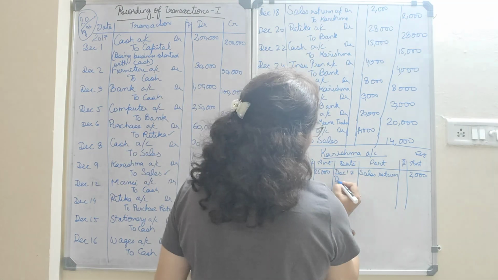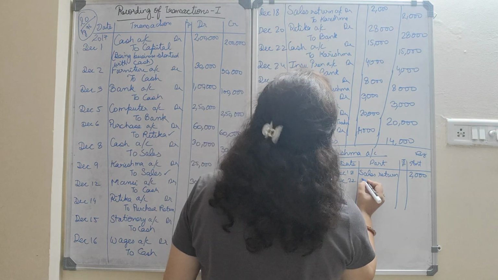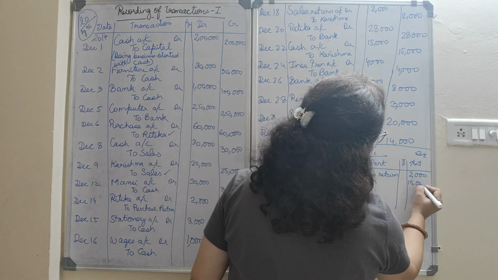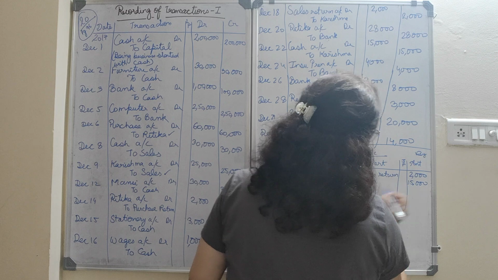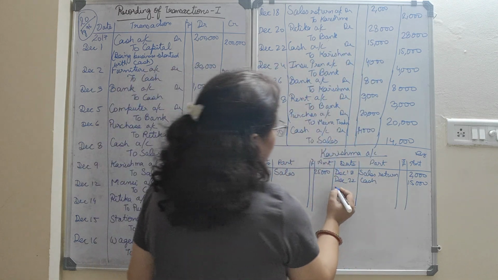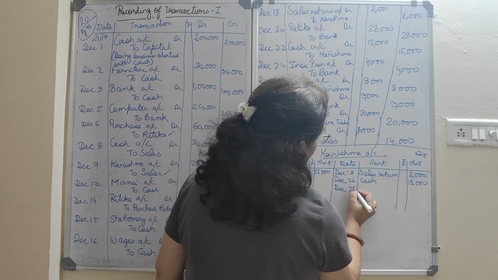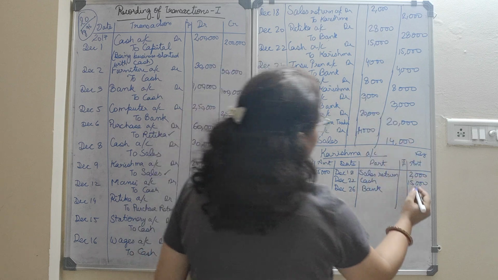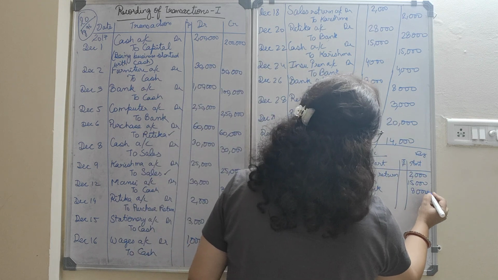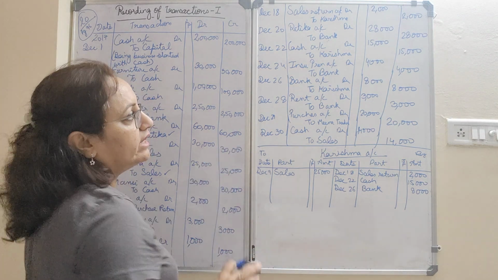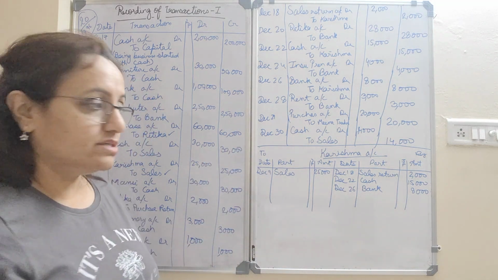Okay. Now Karishma is over here, December 22. Cash. How much has he given me? 15,000. Now Karishma is over here by bank. December 26. Bank. How much? 8,000. Okay. I hope these are the only entries which are related to Karishma's account.